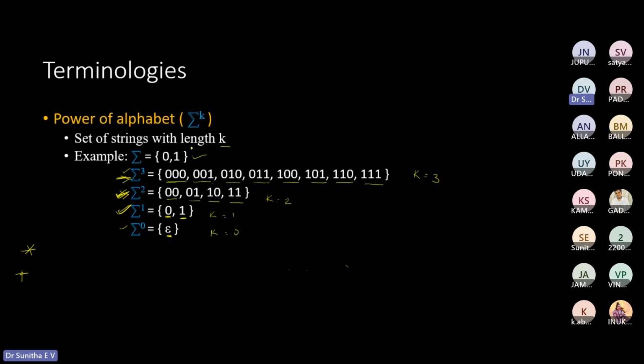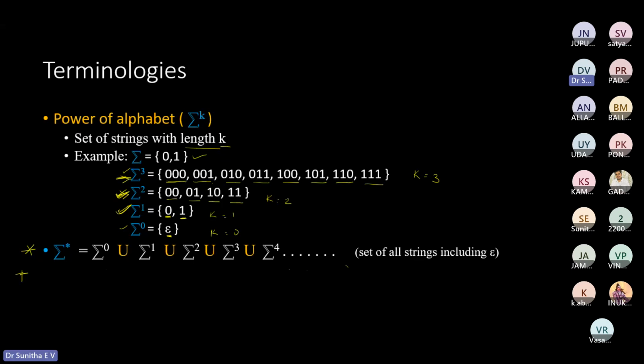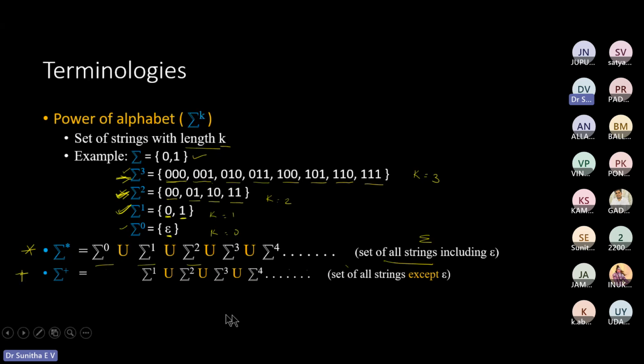It is representing the set of all strings with length k. Then sigma star means it is the set of all strings. Sigma star is the set of all strings including epsilon, sigma 0, sigma 1, sigma 2, everything, all strings that can be made using sigma. Okay, then sigma plus is the set of all strings except epsilon. So in sigma plus, epsilon will not be included. Hope this much is okay.